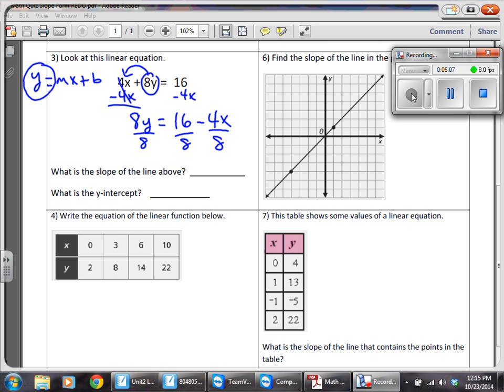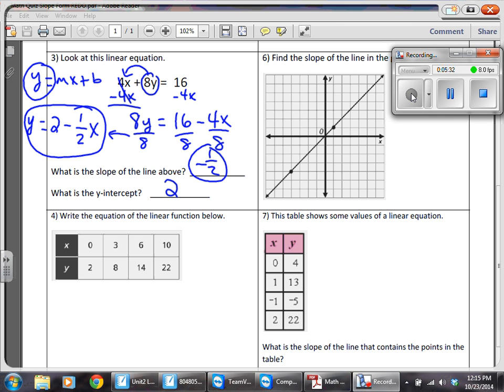divide by 8, divide by 8, and I'm going to write it over here to the left, and I end up with y equals 2 minus 4 over 8x, but I can reduce 4 over 8. I can reduce that to 1 over 2x. So now I can see that my slope is negative 1 over 2, and my y-intercept is a positive 2.